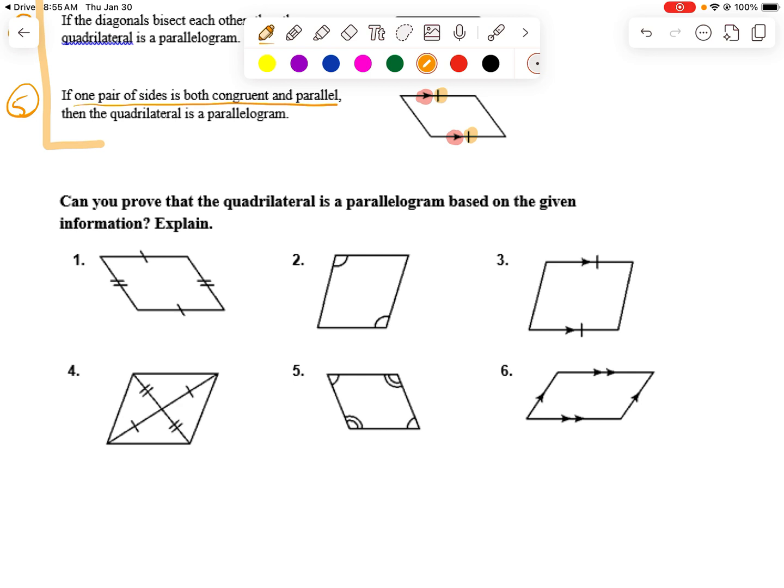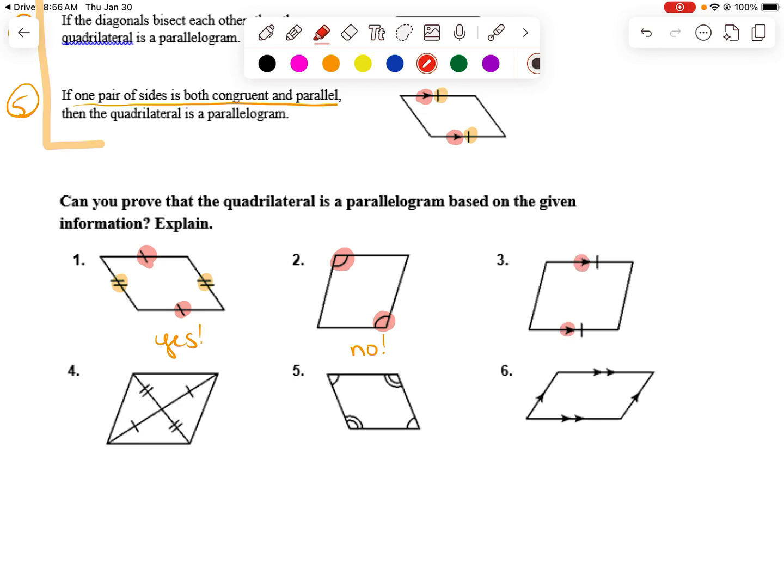So look at number 1. What do they tell us? We know that we have 2 pairs of opposite sides congruent. Is that a parallelogram? Yes. Okay, looking at number 2. All we know is that one pair of opposite angles are congruent. Is that enough to prove that it's a parallelogram? No.